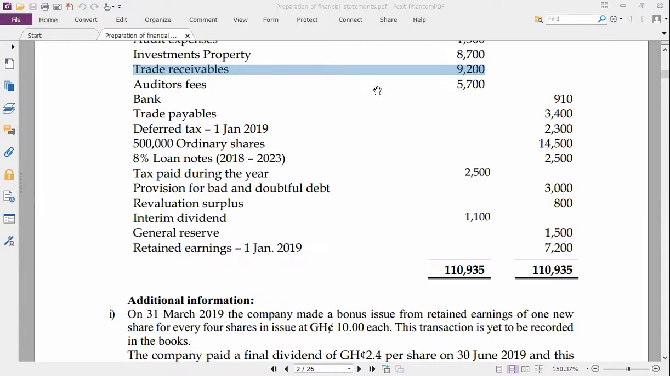Assume you have no idea. You went into a question that you have no idea about, but in examinations, you have a fair idea about them. So this is the receivable figure.